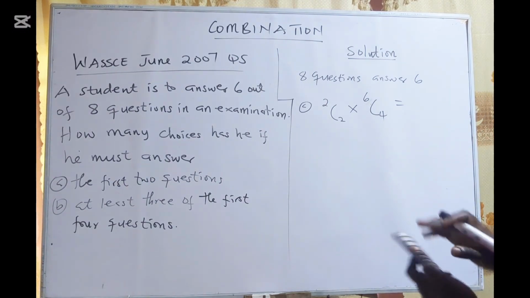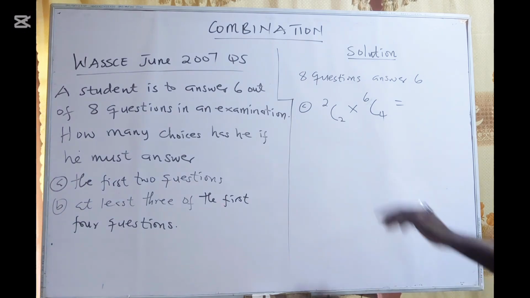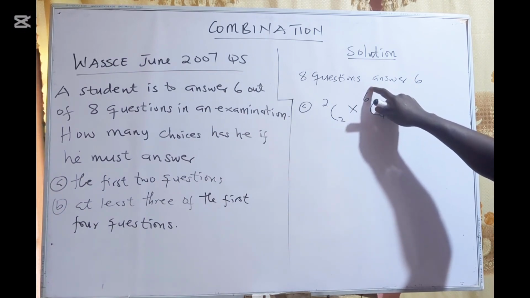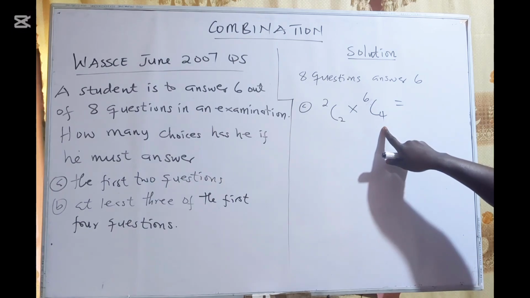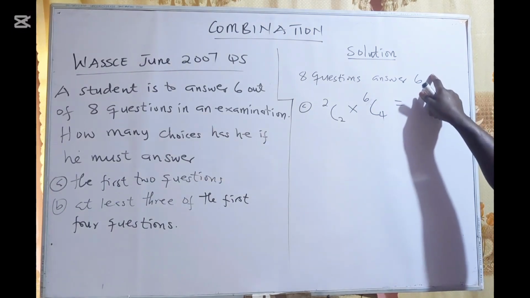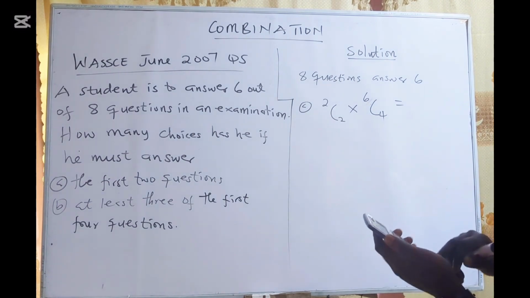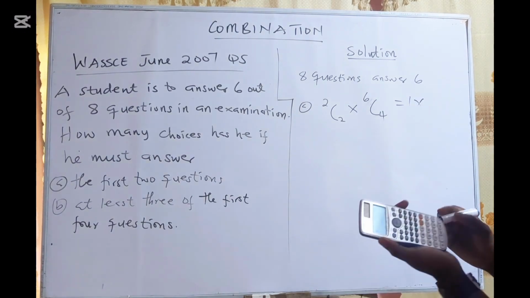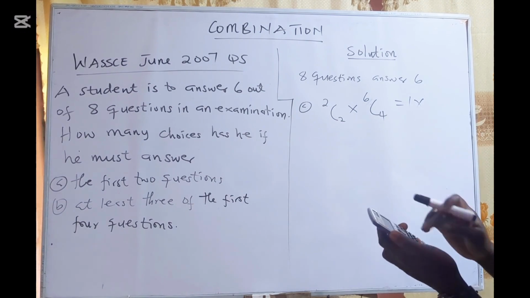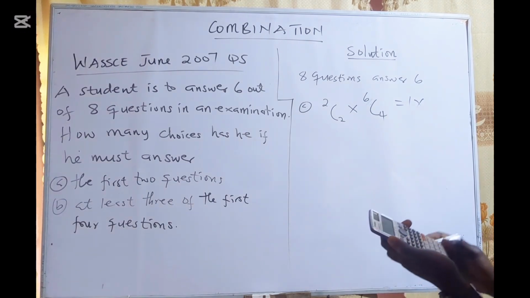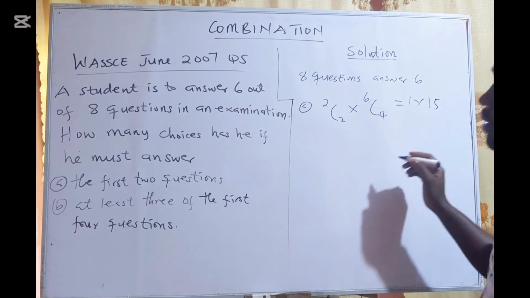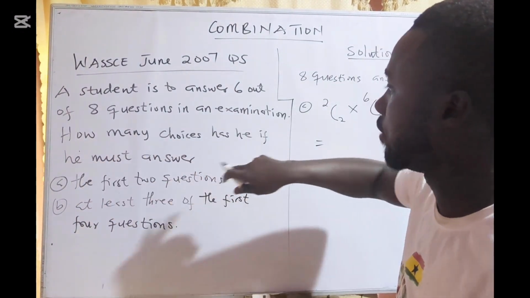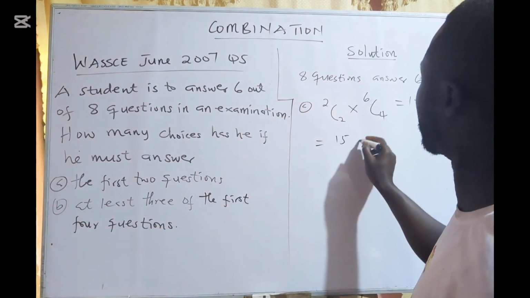So simple like that. All right, so this is the compulsory. You must answer the first 2, and if you answer the first 2, 6 questions are now left for him to answer the 4 to make what? To make 6. All right, so 2 combination 2, I think that will give us 1, times 6 combination 4, and that will give us 15. Okay, so he said how many choices has he if he must answer? So he has 15 choices.